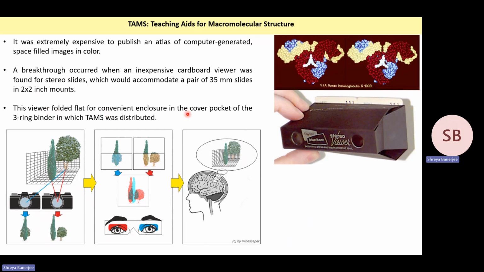And this viewer folded flat for convenience in the cover pocket of the three-ring binder in which TAMS was distributed. So basically there was a binder in which different stereo slides of different proteins were distributed, and the cardboard viewer to observe the stereo slides folded flat and came with the binder. So this became a very cheap way for students to visualize molecular structures in 3 dimensions. Because at that time, it was not common for every student to have a laptop or computer. So if a student wanted to see the three-dimensional structure of proteins, this was an easy and cost-effective way to do it.